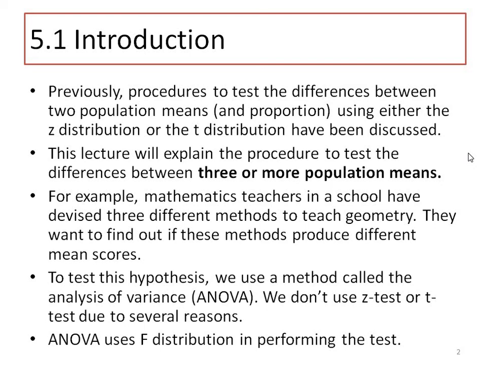To test this hypothesis, we use a method called the analysis of variance, or ANOVA. We don't use the Z test or T test due to several reasons. One of the reasons is because of the number of population means and the variance. Later we'll discuss why. And ANOVA uses an F distribution in performing the test.